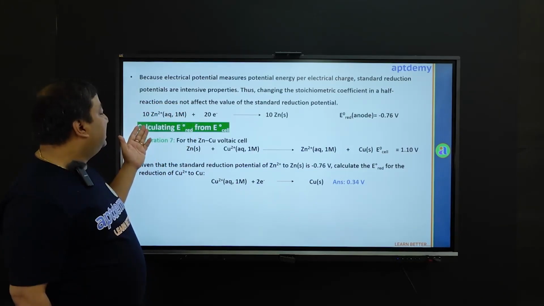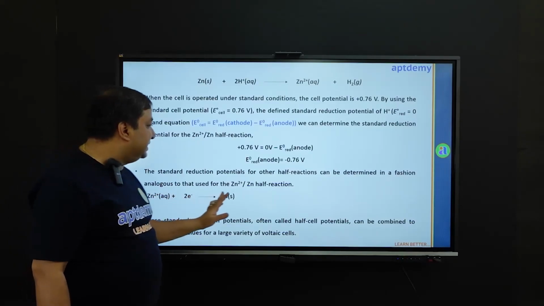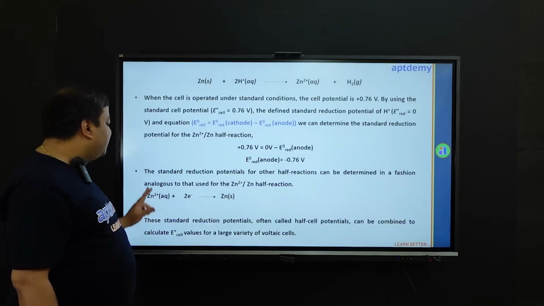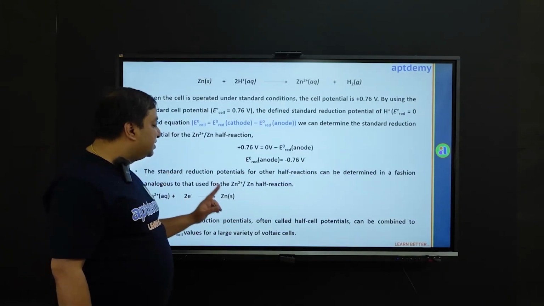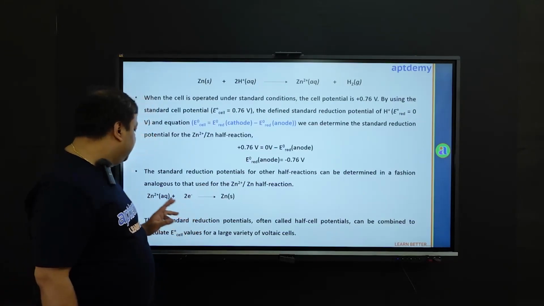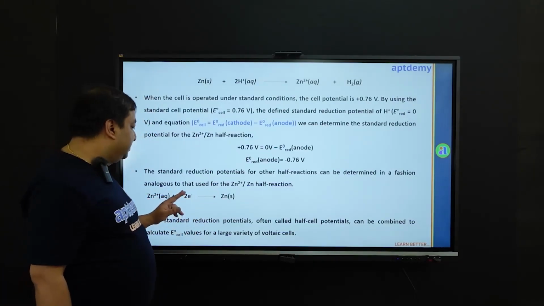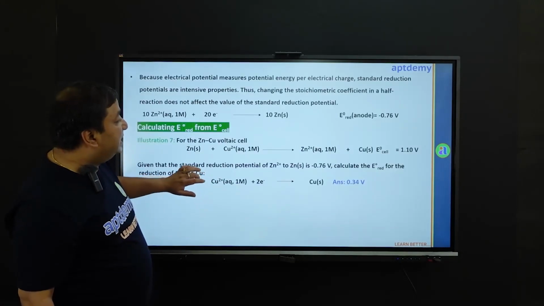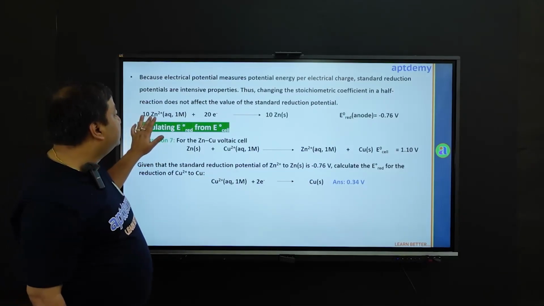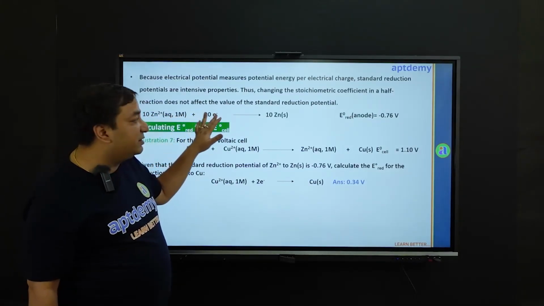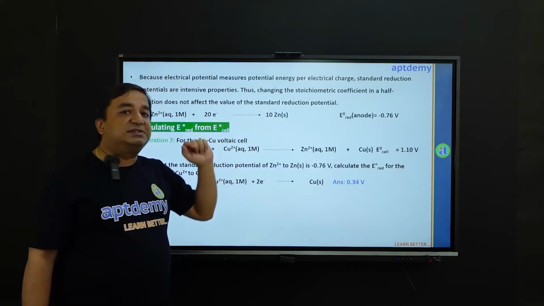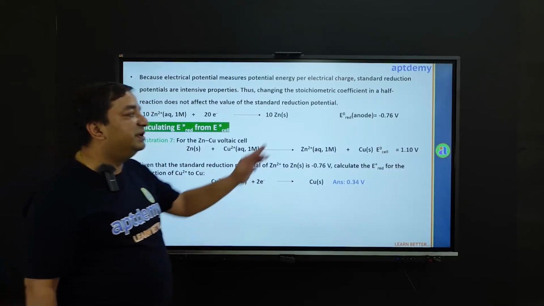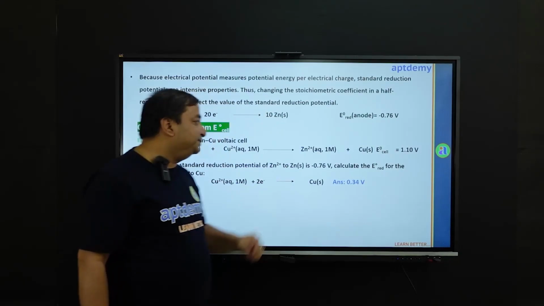So for this reaction, the value is this, and this shows 1 mole of zinc 2+ ion being reduced by 2 moles of electrons, giving you 1 mole of metallic zinc. Now, if you take 10 moles of Zn2+ ion and 20 moles of electrons and produce 10 moles of zinc, will the standard reduction potential value change? No. It will remain the same, because it is an intensive property.